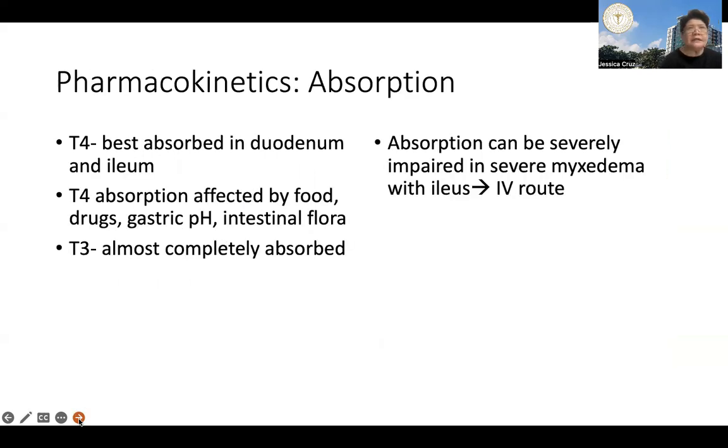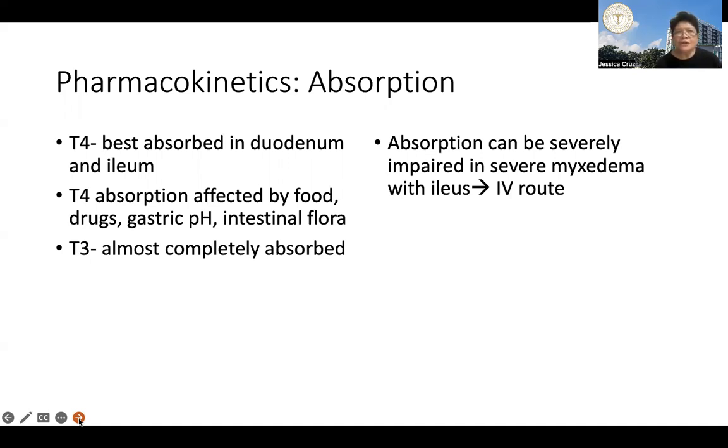T4 is best absorbed in the duodenum and the ileum. There are many substances that can affect its absorption, like gastric acid, the presence of other drugs, food, and intestinal flora. So overall, its absorption is much less than T3. T3 is almost completely absorbed, at 95%. For T4, it's only about 70%.